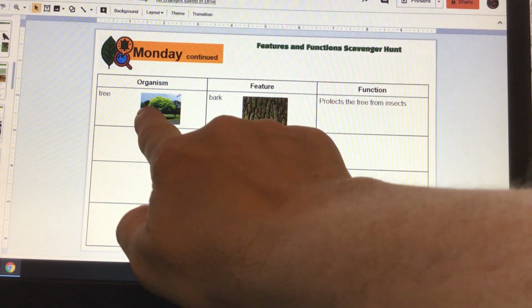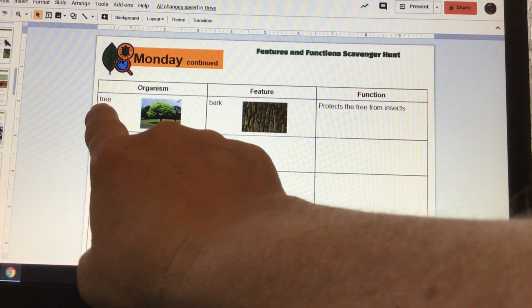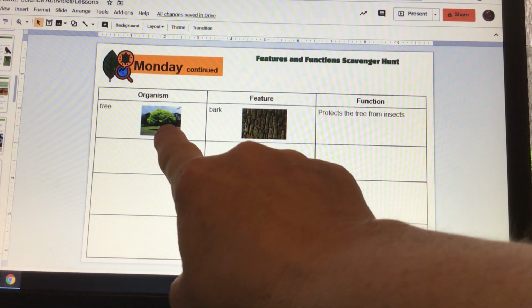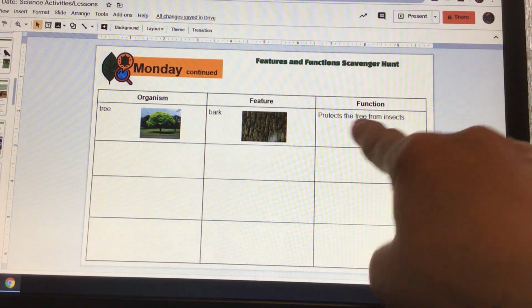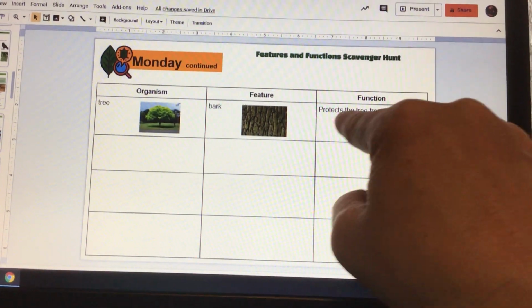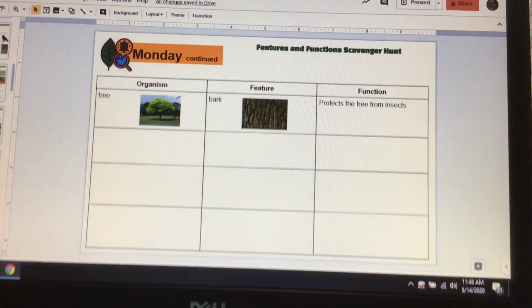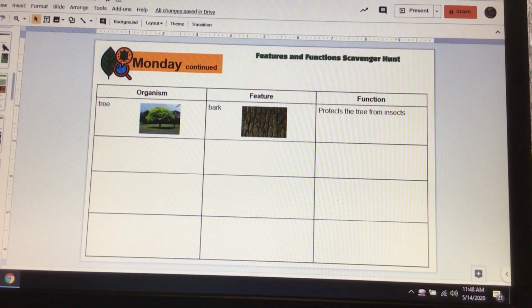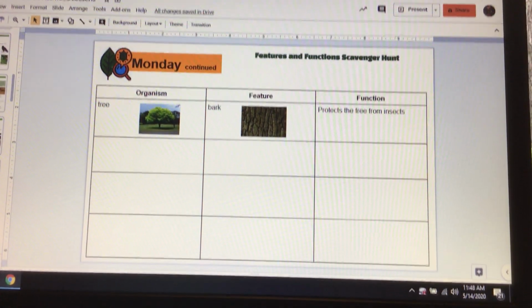For instance, trees. So you have the word tree, and then find a picture of a tree, and then the bark of a tree, and then tell me what the function is, all right? The function of the bark of a tree is to help protect it from insects. So now you're gonna go on your own hunt and find different things. Now, you can't use a tree like I did, okay?